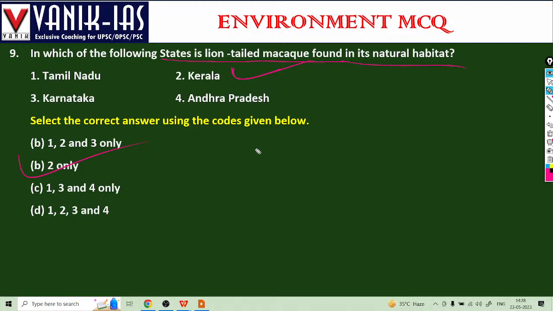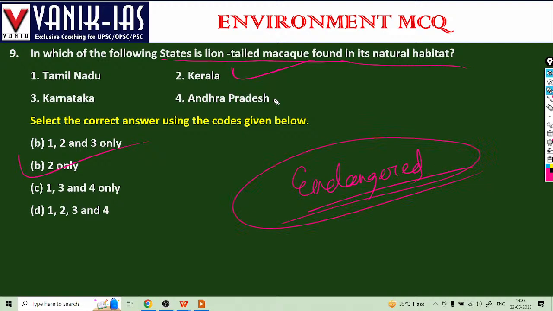So it's an endangered species. Okay. Lion-tailed macaque. We have recently discussed it is an endangered species. The lion-tailed macaque is an endangered species and it is listed in Appendix 1 of CITES and Schedule 1 of the Wildlife Protection Act.